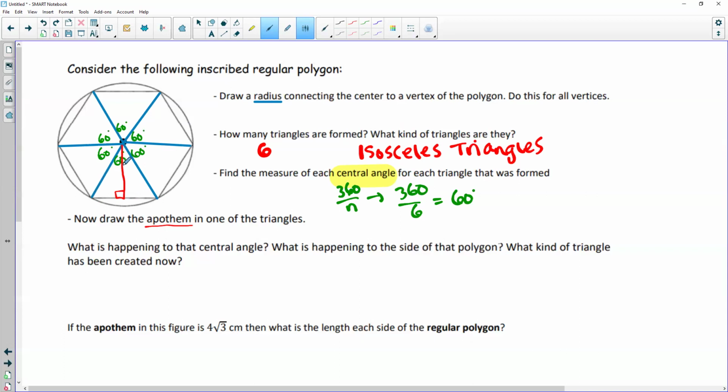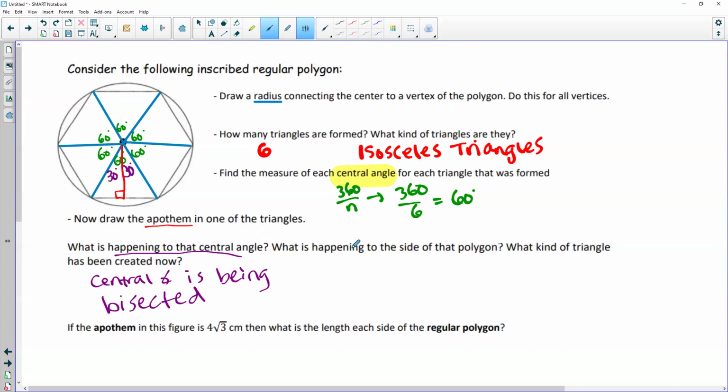Well, the second that I have an isosceles triangle and I drop in an altitude, which in this case we're calling the apothem, what's happening is that that altitude serves as a bisector, meaning that what's going to happen to the central angle? The central angle is going to be bisected. And so that's what we're going to write right here. What is happening to the central angle? Central angle is being bisected. And if that central angle is being bisected, we know that it's 60 degrees. So that means that this is going to be 30 degrees and this is going to be 30 degrees.